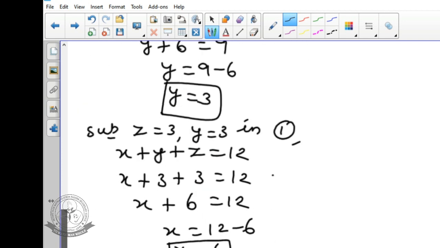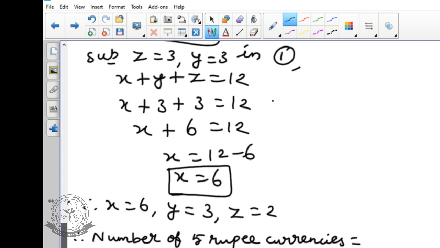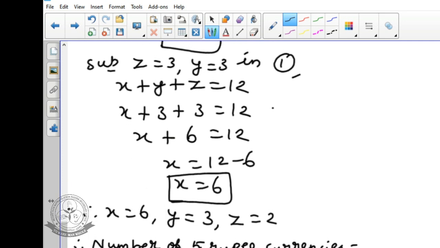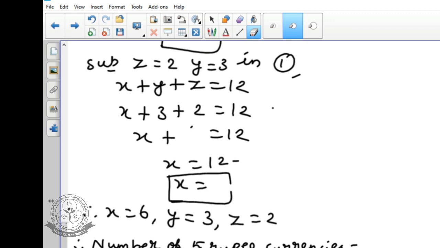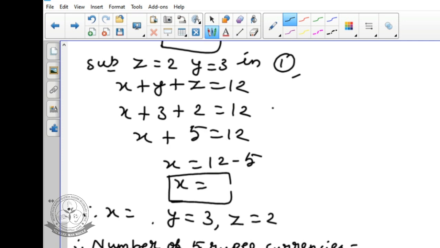z equal to 2, y equal to 3. So you have to substitute here: z equal to 2, y equal to 3. 3 plus 2 is 5, 12 minus 5, x equal to 7. So x will be 7. So the number of 5 rupee currencies is equal to 7.